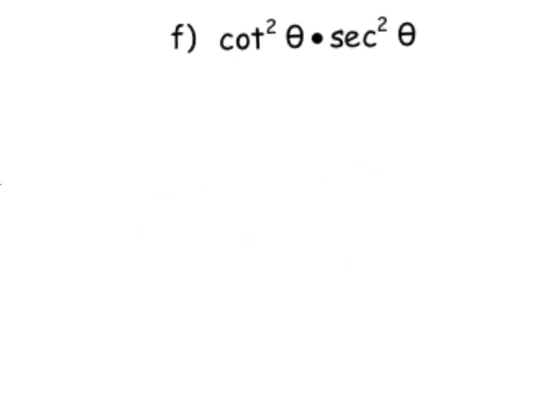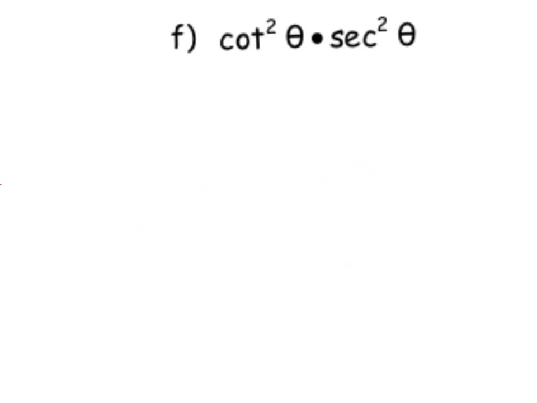All right, letter F. Once again, not very difficult. I want you to think about what cotangent is equal to, and then what cotangent squared is equal to. Same thing with secant squared, and see if you can simplify. Looks like you're multiplying fractions this time, so this shouldn't be too bad. Go ahead and pause the video and see if you get the same thing that I am going to get in just a moment.